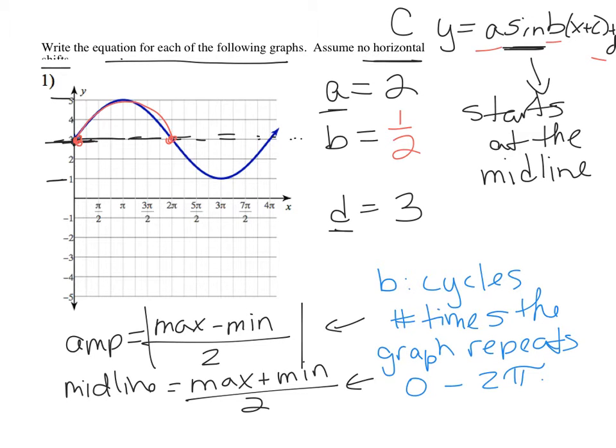So the equation, we just plug in A, B, and D. We don't need the C. This has gotten a little messy. So the equation is y or f of x, however you want to do it. Y equals 2 sine 1/2 x plus 3. Okay, remember the only time this 2 is negative is if this graph started at the midline and went down. That would constitute a negative. It doesn't, so it's positive. Done.